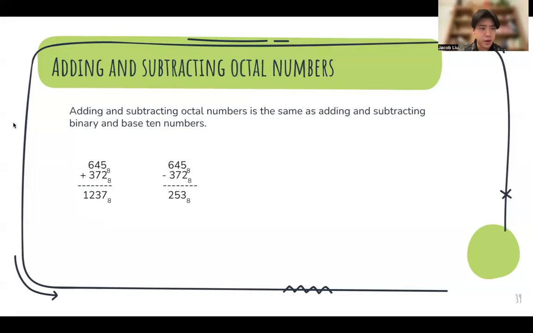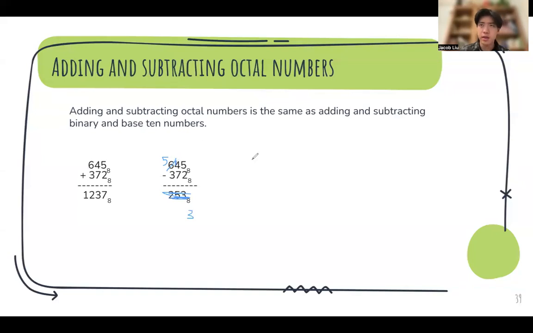Clear all drawings. Okay. Now how about subtraction? Same thing, right? 5 minus 2 is 3. 4 minus 7. Well, 4 is smaller than 7, right? So we borrow 1 from the 6. The 6 becomes a 5. So 4 becomes a 1, 4.